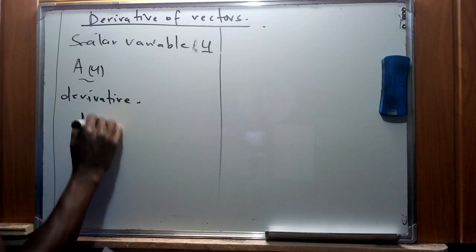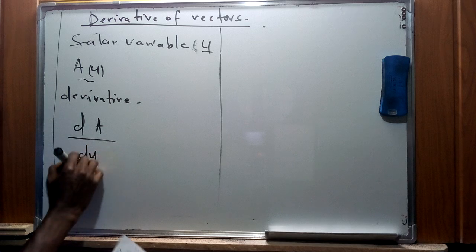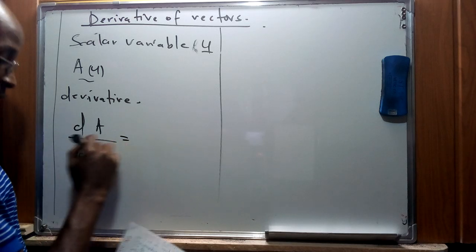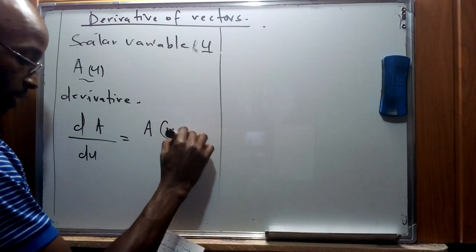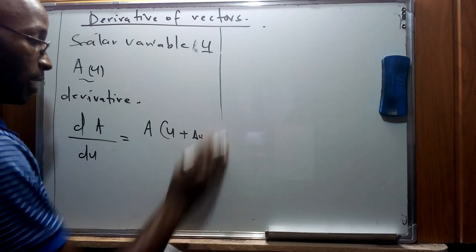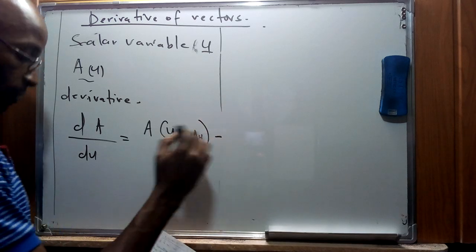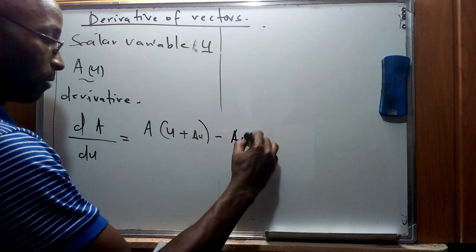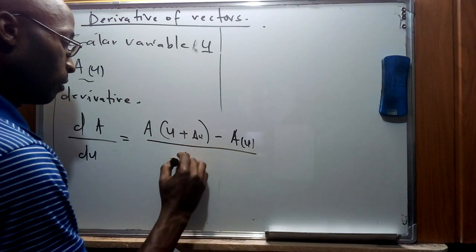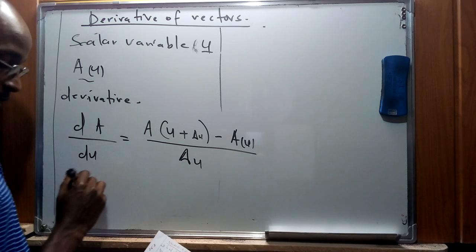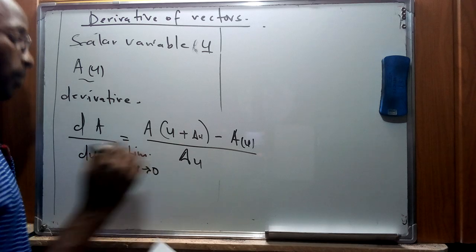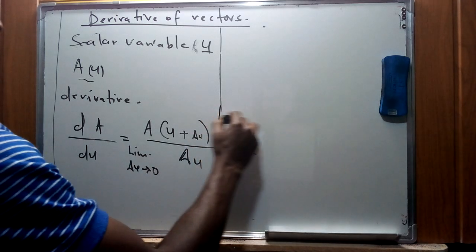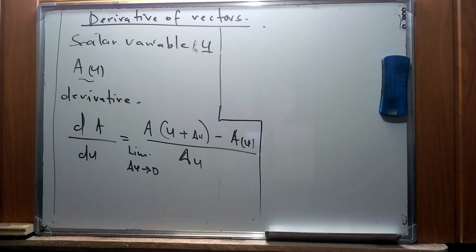dA over du. It's going to be given as A of u plus change in u. This is just analogous to the normal derivative that we write, but we're going to use that vector function of u in order to define it. So the change in u. So this is basically the limit of this function as change in u tends to 0. So basically this gives a general representation for the derivative of this vector function.